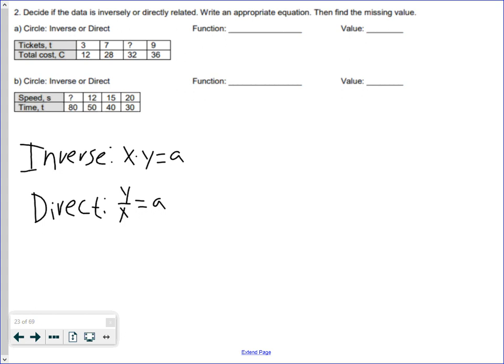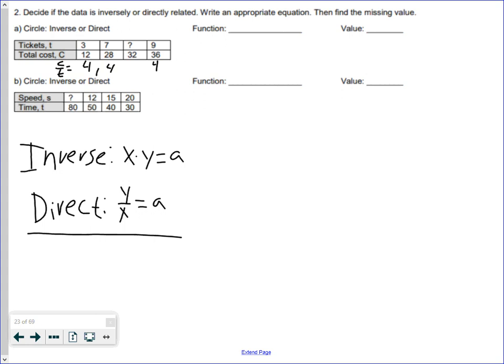So for 2a, we have our ticket prices and our total cost, T and C, and that's kind of going to be like our variables of x and y. So we're going to see if we get the same value if we divide or multiply them. So with 2a, if I divide c by t, 12 divided by 3 in the first pairing is 4. 28 divided by 7 is also 4. We don't know what that missing term is, and 36 divided by 9 is also 4. So we're dividing the variables and we're getting the same term every single time. That's exactly what we want from a direct. If we divide them, we get the same a term.